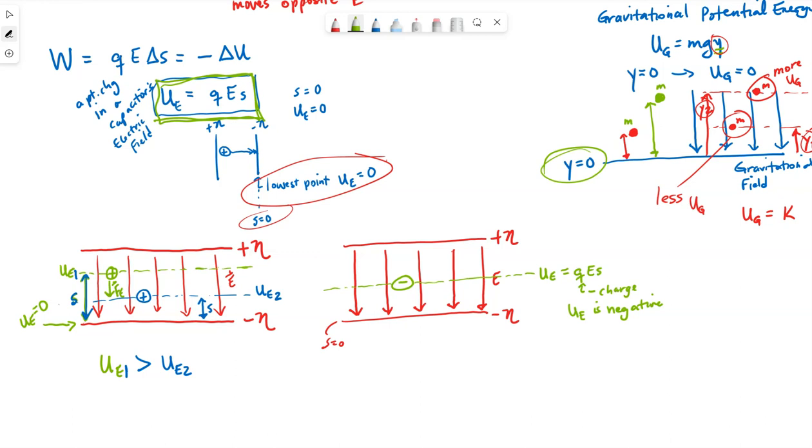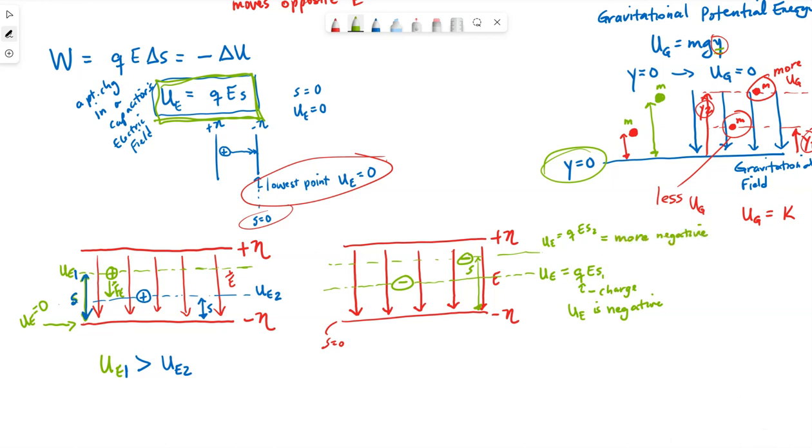but if we think about a negative charge closer to the positive plate, which means farther from the negative plate, this would be another QES. I'll put S2 and S1. This will be a more negative value.